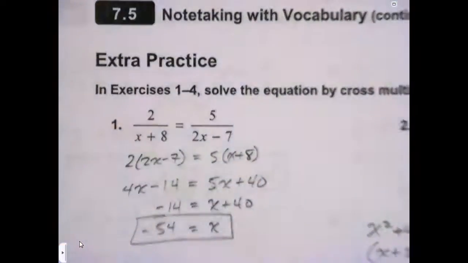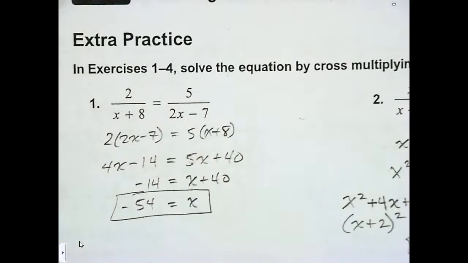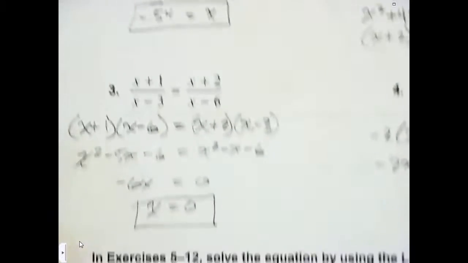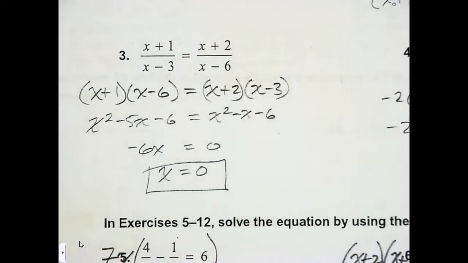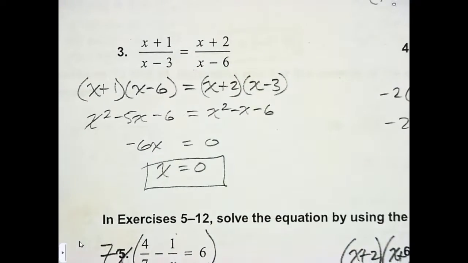Okay, so from Friday's assignment, the extra practice on 7.5, number 1, there's our work for it. It's like x equals negative 54, cross multiply. Questions on 1? Going down the first column, so number 3, cross multiply. Okay, number 7. Any questions on 3 first?